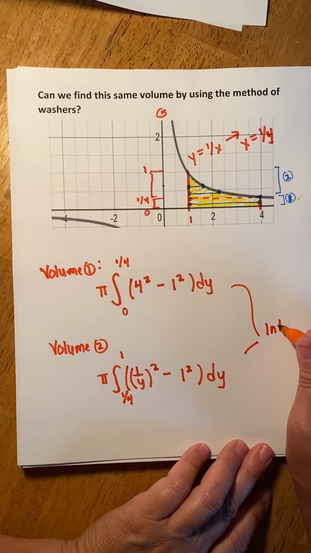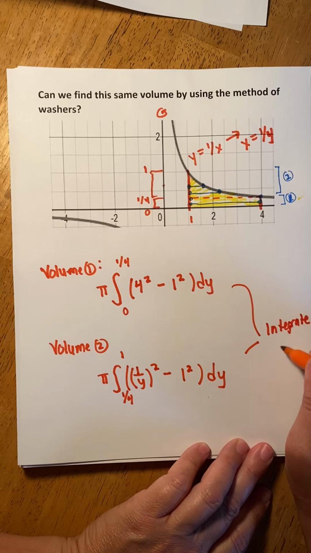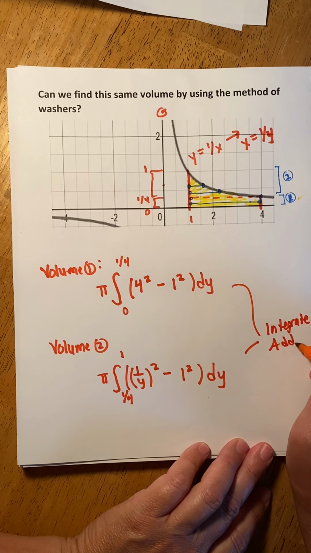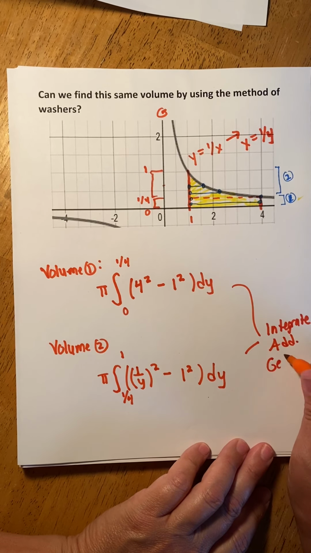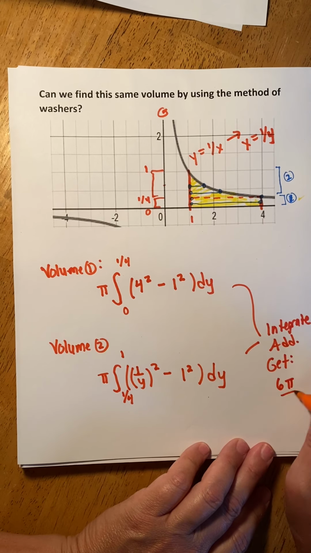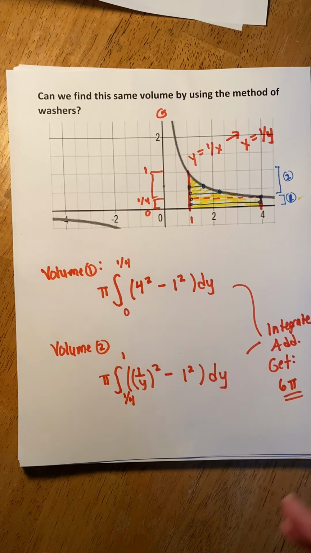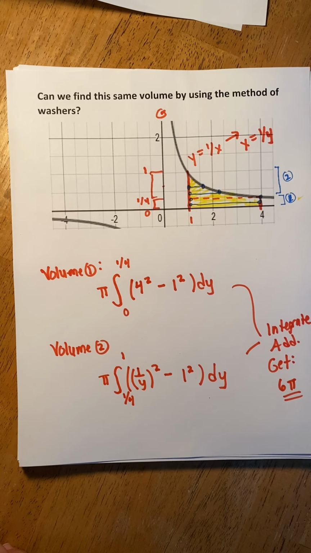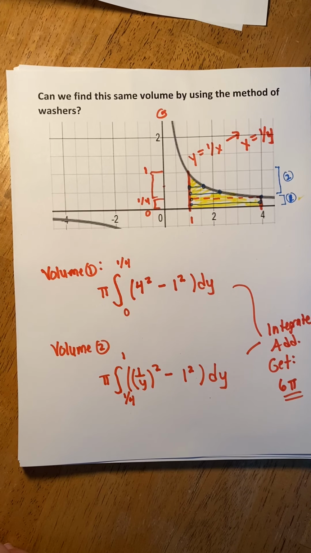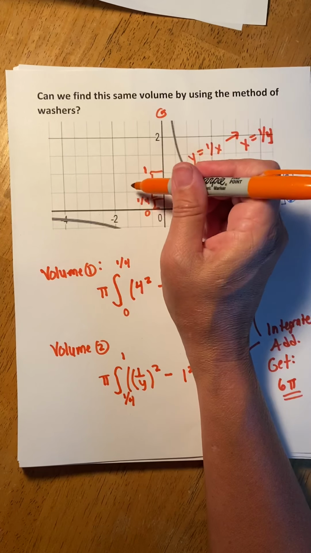integrate, add, get, it will still equal 6 pi because no matter which method we use, either cylindrical shells or discs and washers, the volume obtained when we spin this thing, it's going to look like something like this.